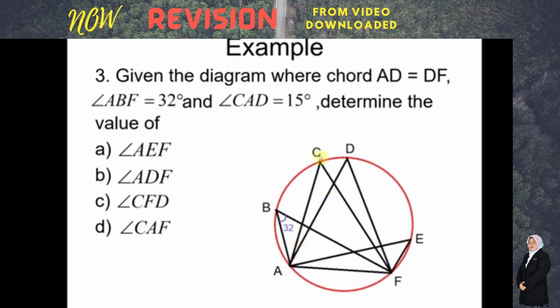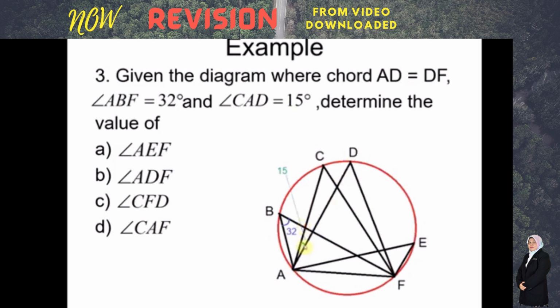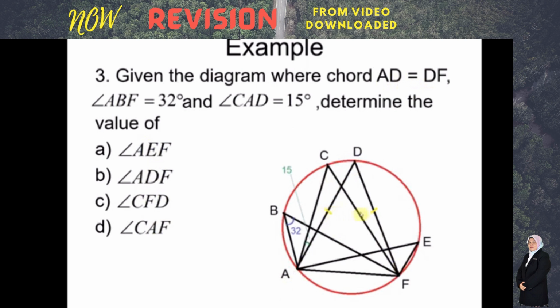Angle CAD. D is here, sorry, CAD is 15, so this here is 15. Determine the values of all these angles. Since chord AD equals DF, I note down here, AD equals DF. Now we are going to use this information and this diagram to find all these angles.